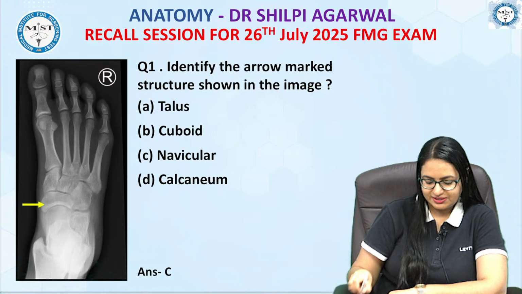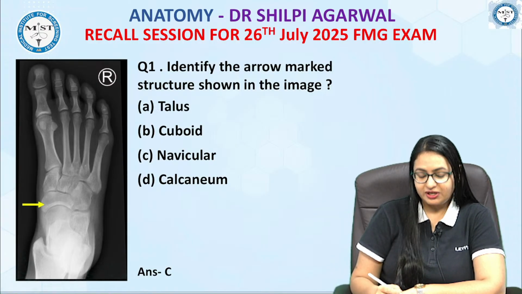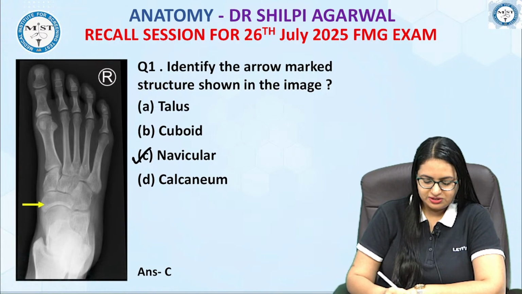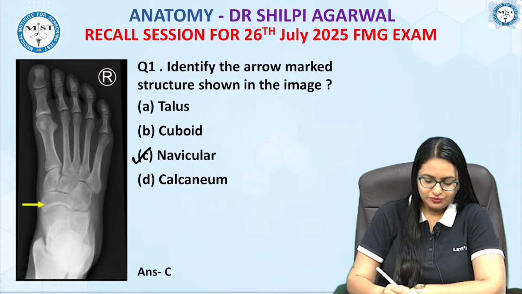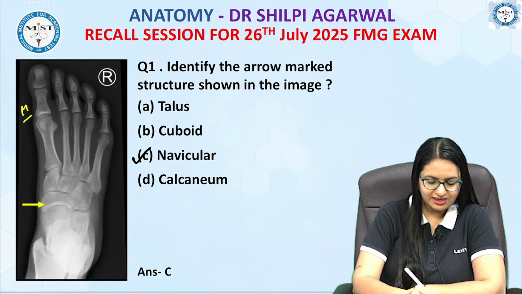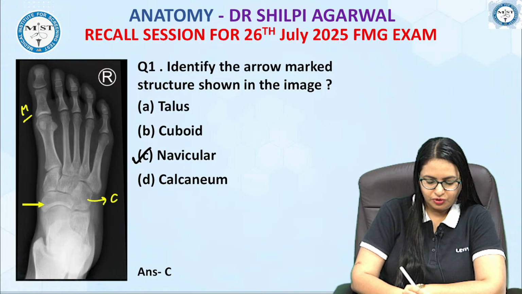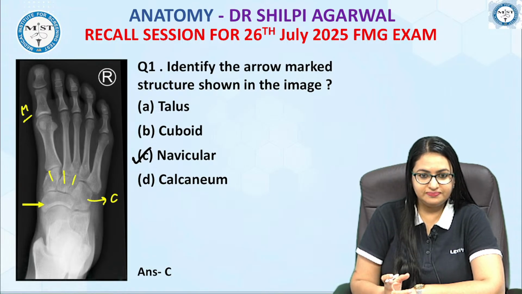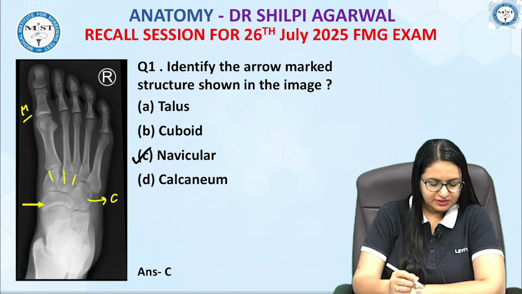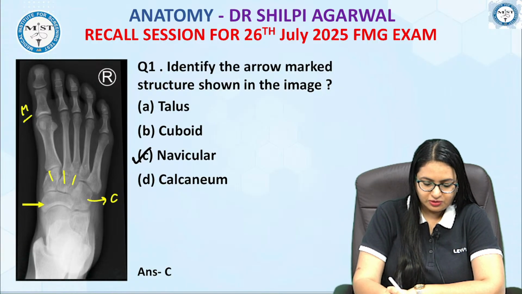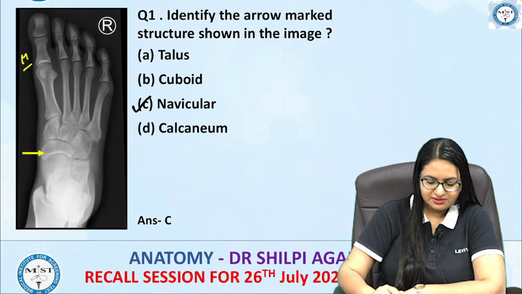This is the X-ray of the superior view of the foot, and the arrow is on what? Yes, the arrow is on the navicular bone. Very easy, because you can see the arrow is on the medial side. If you talk about the cuboid, this is the cuboid, and towards the anterior side these three are cuneiforms. I hope the options were all these. So now we have understood that this is the navicular.